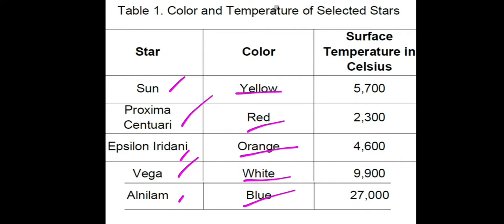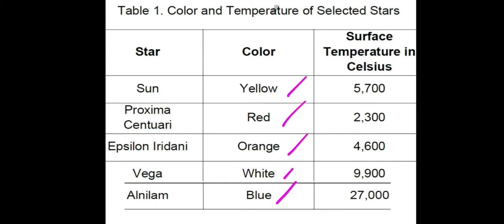You can see then from the temperature they have, Alnilam has 27 degrees Celsius. Meaning to say Alnilam is the hottest among the five stars. Its temperature is 27 degrees Celsius, while the least hot is Proxima Centauri having 2300 degrees Celsius. So when we base the temperature of the stars according to colors, you will say that blue is the hottest, second is white, then the third one is yellow, the fourth one is orange, and the last is red. The hottest is blue, while the coolest is red.